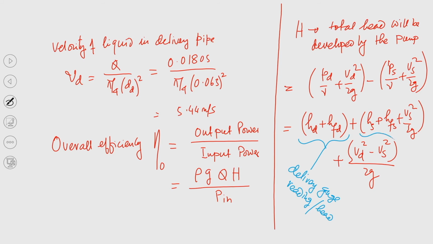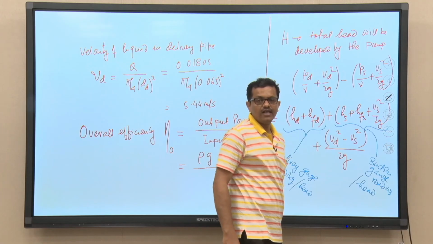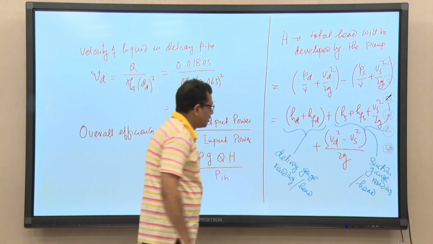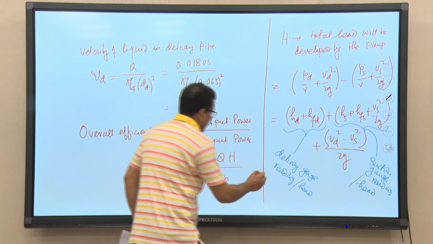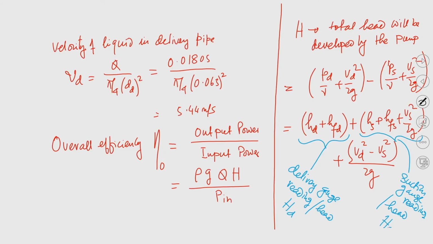This fellow is the suction gauge reading or head. And this is the head which is developed due to the change in velocity while liquid is passing from the suction side reservoir to the discharging point, right. So, that is what we have discussed. Now, if you would like to calculate this H, how? We know, and this is given: this is capital H d, this is capital H s, right.